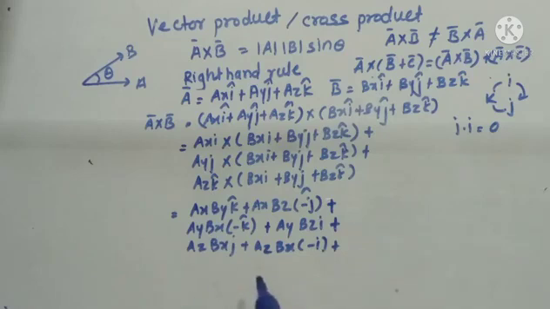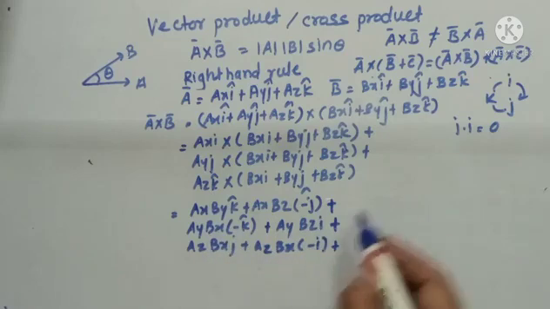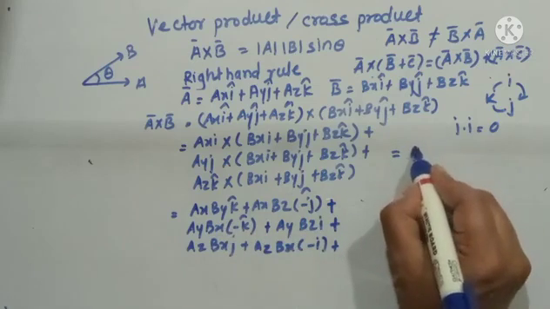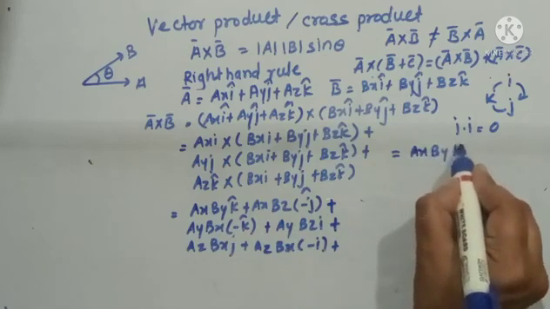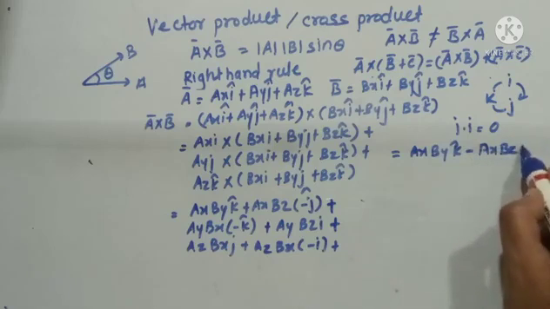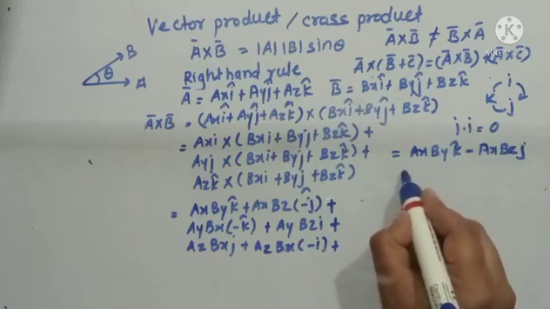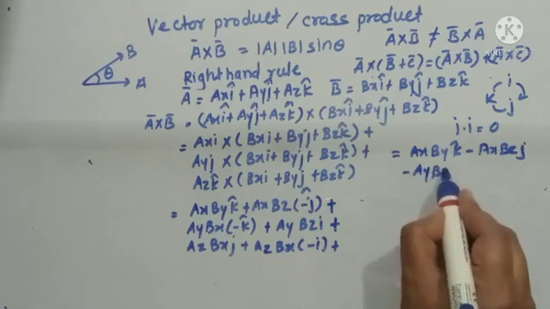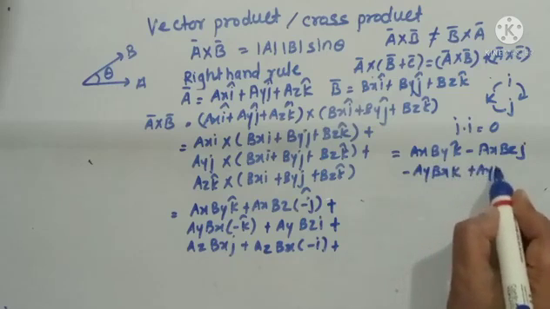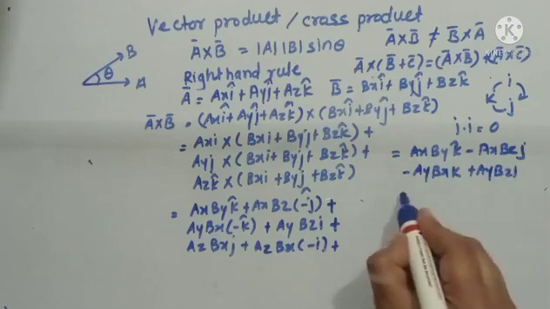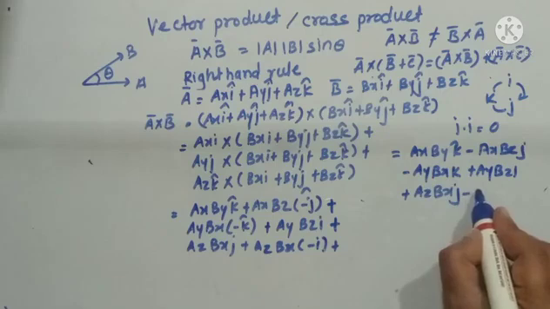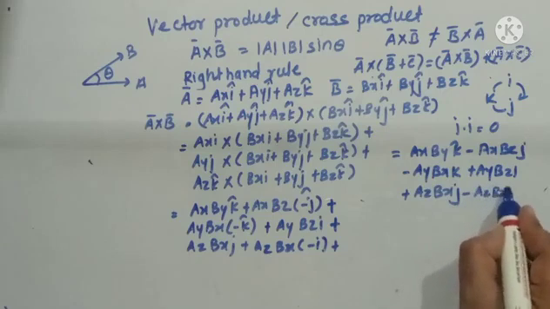So we are going to get these terms and I can write it as ax by k minus ax bz j minus ay bx k plus ay bz i plus az bx j minus az by i.